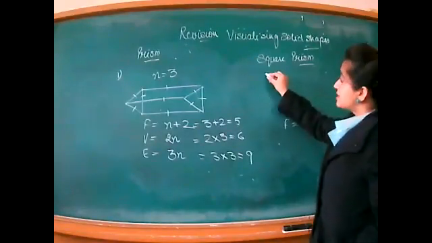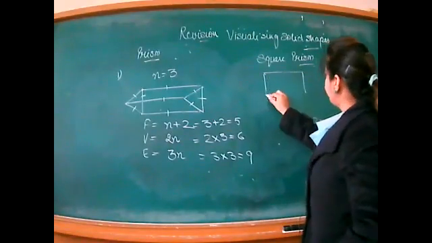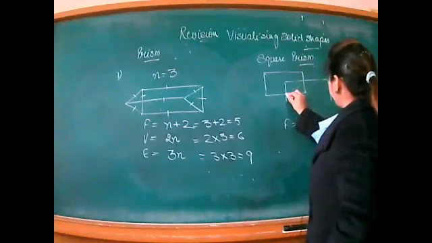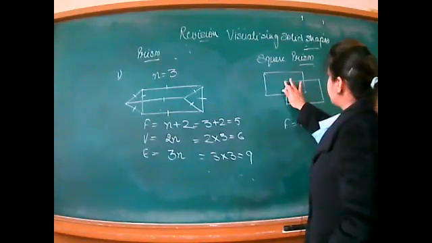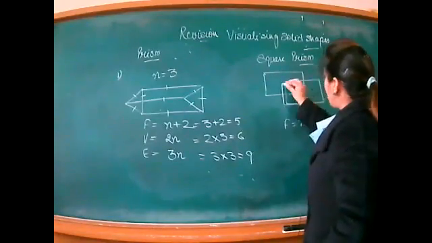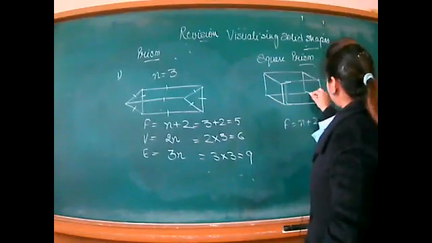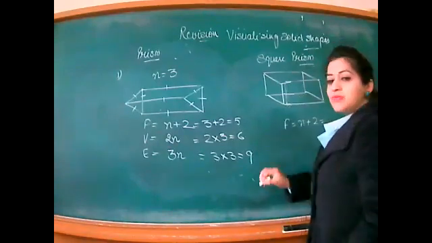Ma'am, edges are 3n, that is 4 into 3, that is 12. Firstly, what you will do, you will draw a square prism like this. What is another name of a square prism?